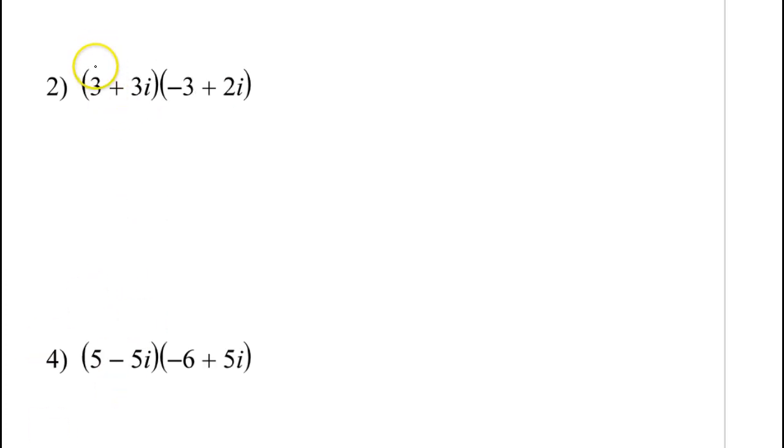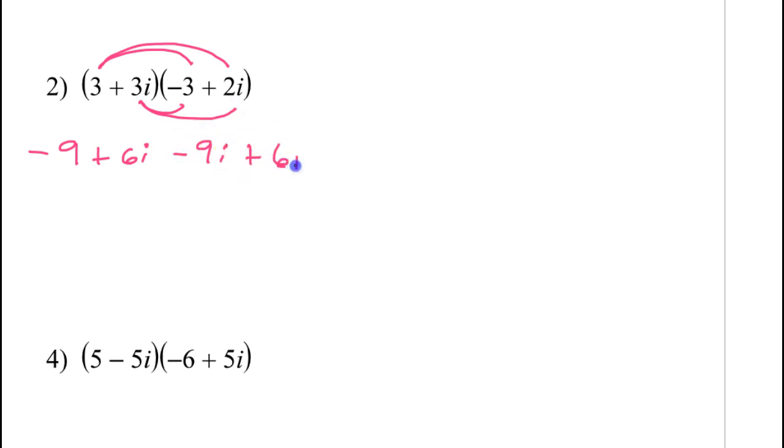Looking at number 2, we're going to do 3 times everything first. So that's going to give us -9 plus 6i. Now we're going to multiply everything by 3i. So that's going to give us -9i plus 6i squared.